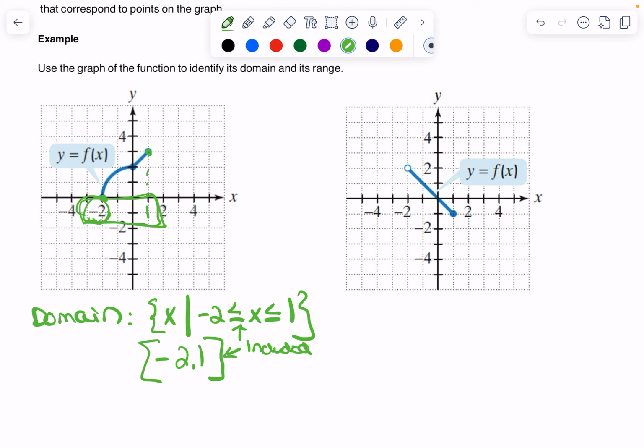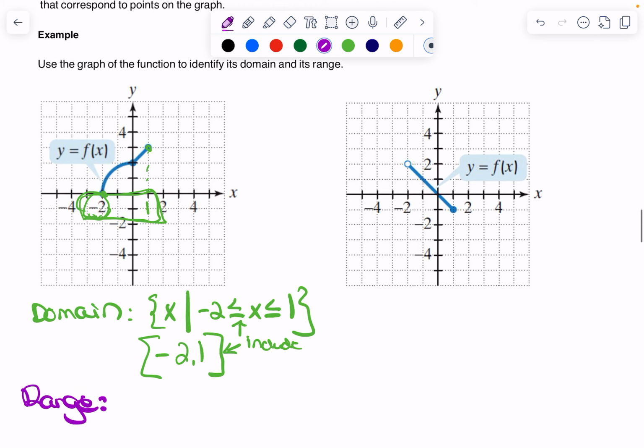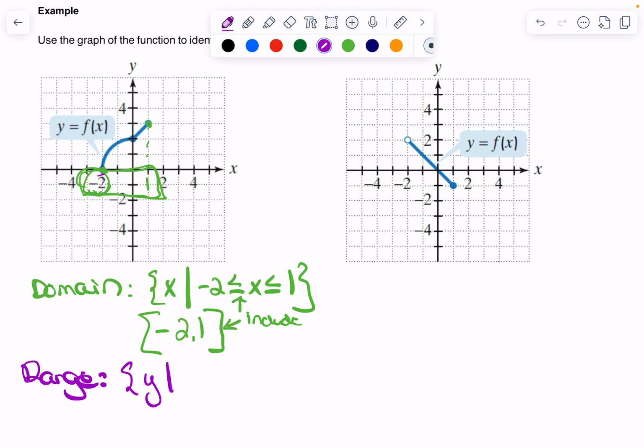Okay, let's look at the range for this one. So the same thing, because they are dots, like shaded in, they are both included. We're going to do the same thing. A range is going to be y is such that. So we're looking at the y. The y starts from here.